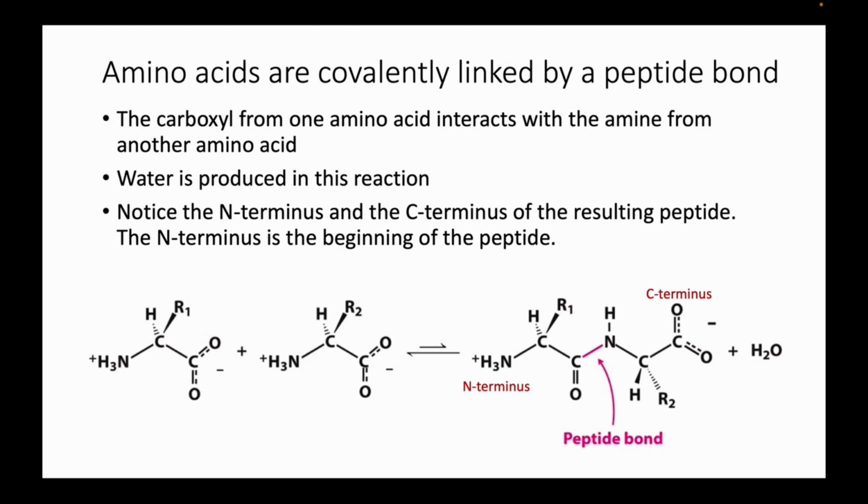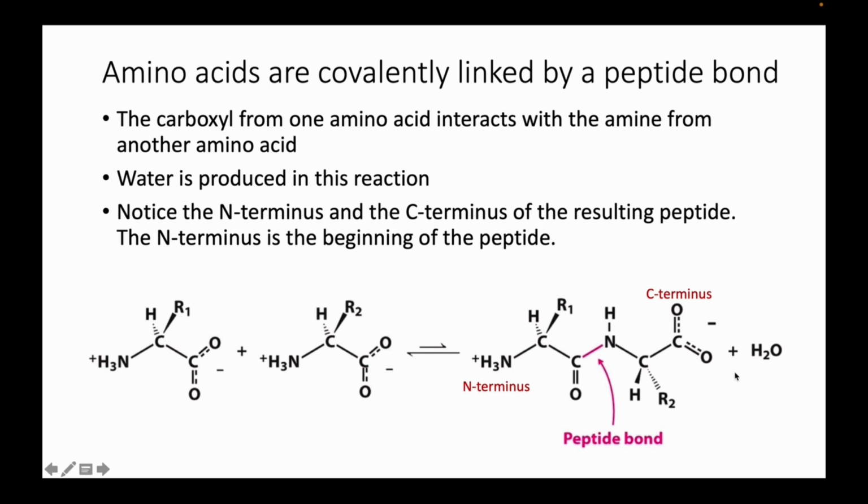Let's take a look at that peptide bond. The amino acids are covalently linked by that peptide bond, where the carboxyl from one amino acid interacts with the amine from another amino acid. We're going to have water as a product of this reaction. And here is our newly formed peptide bond. So when we're looking for this, we're going to look for that carbonyl and the amine, and the bond between them, that's the peptide bond.